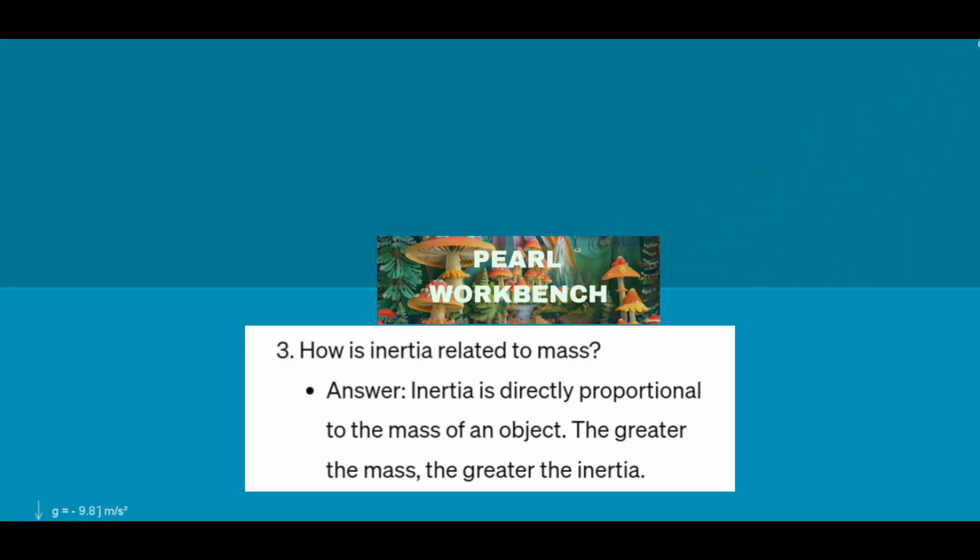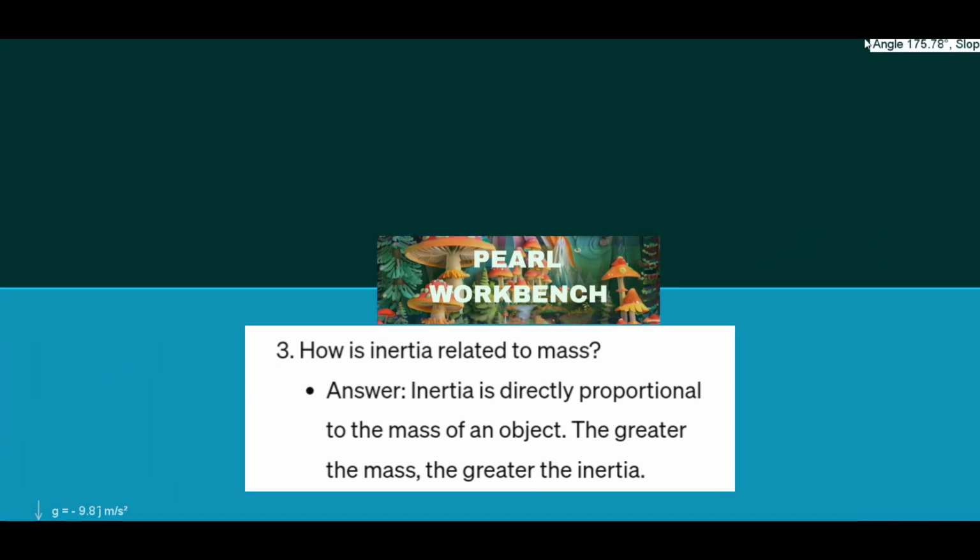How is inertia related to mass? Inertia is directly proportional to the mass of an object. The greater the mass, the greater the inertia.